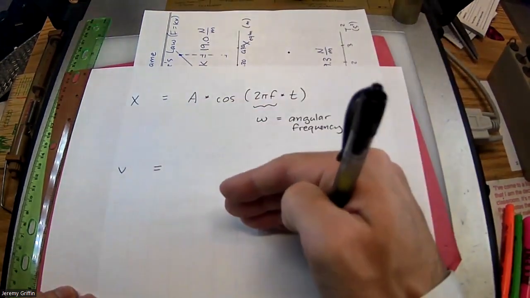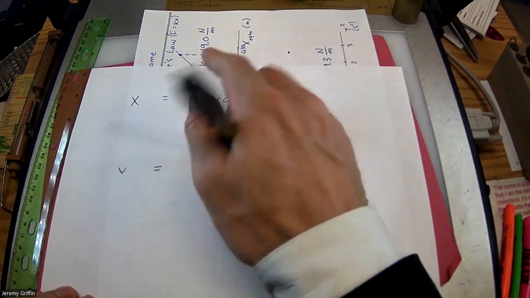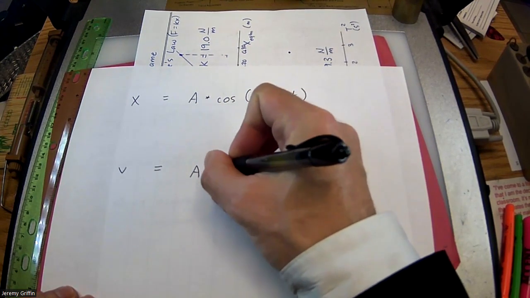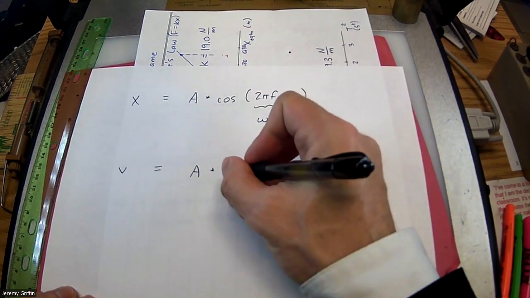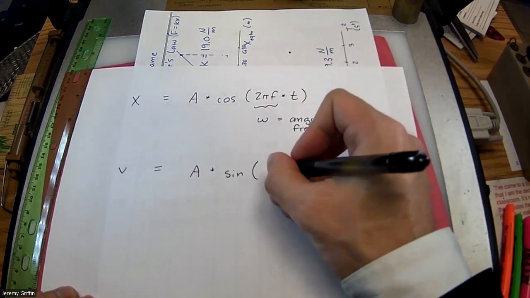So the rate of change of sine is cosine. The rate of change of cosine is negative sine. Okay. So we're going to keep the amplitude where it is. The rate of change of cosine with respect to time becomes a sine graph. Okay. We're going to copy paste all the stuff in here.